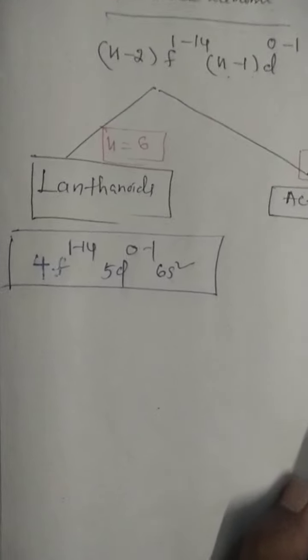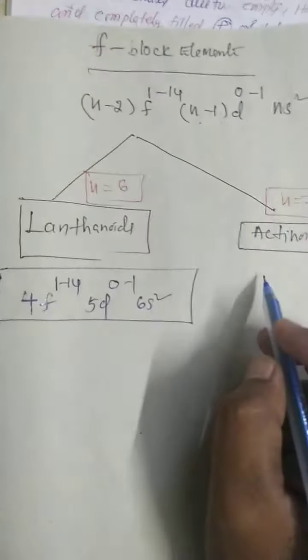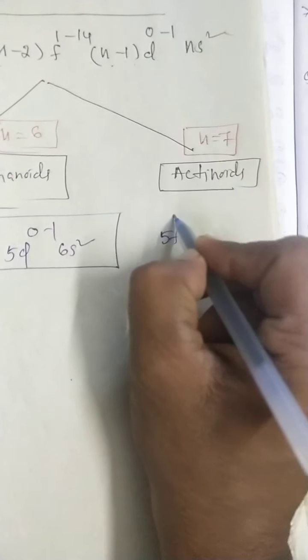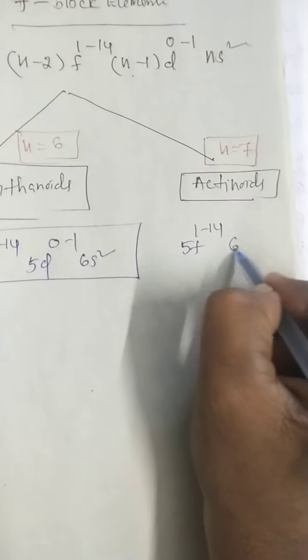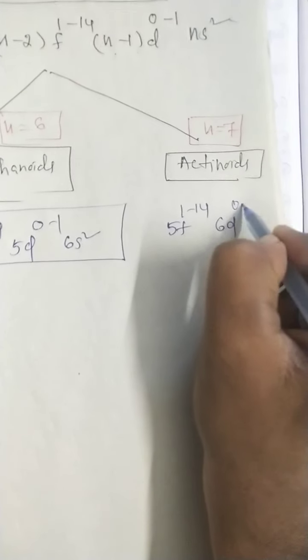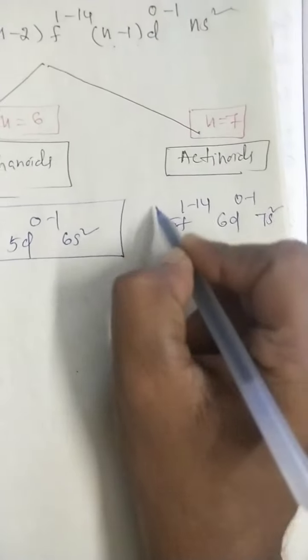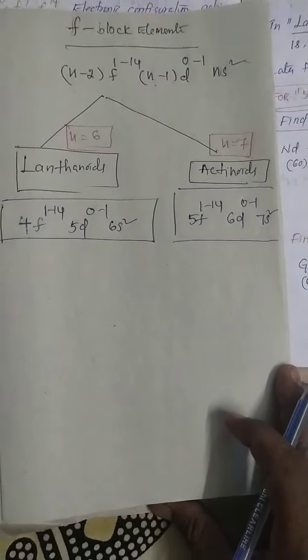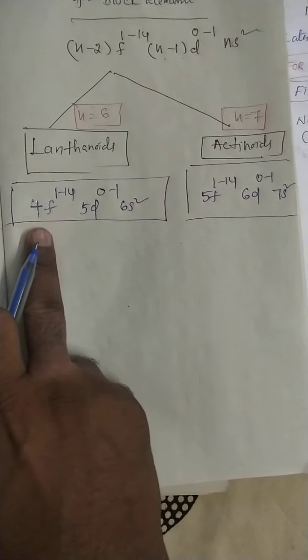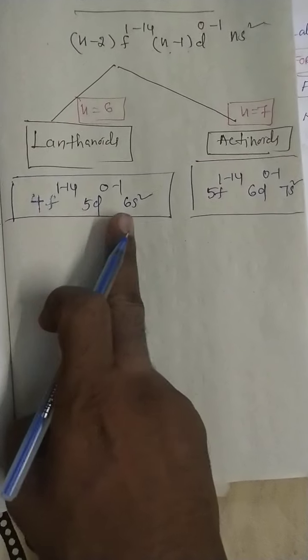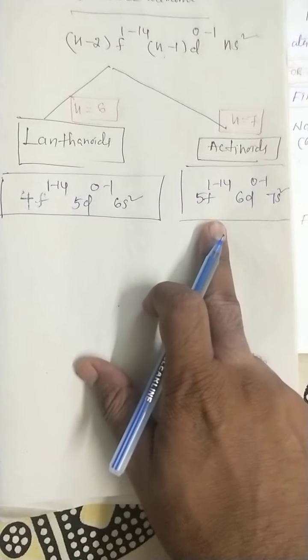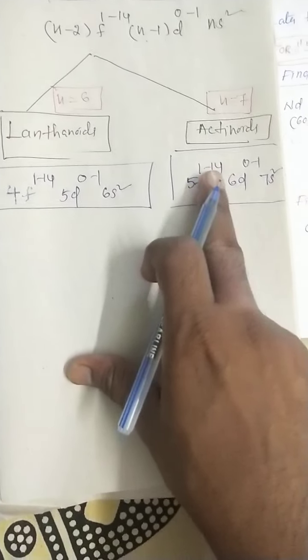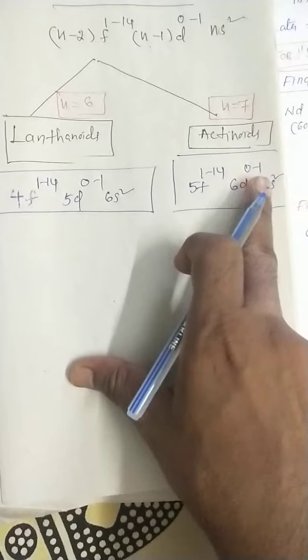Similarly, the n value is substituted in this formula: 7 minus 2, 5f 1 to 14, and 6d 0 to 1, 7s2. So this is the actinoids general electronic configuration. See carefully: lanthanides general electronic configuration is 4f 1 to 14, 5d 0 to 1, 6s2. Actinides electronic configuration is 5f 1 to 14, 6d 0 to 1, 7s2.